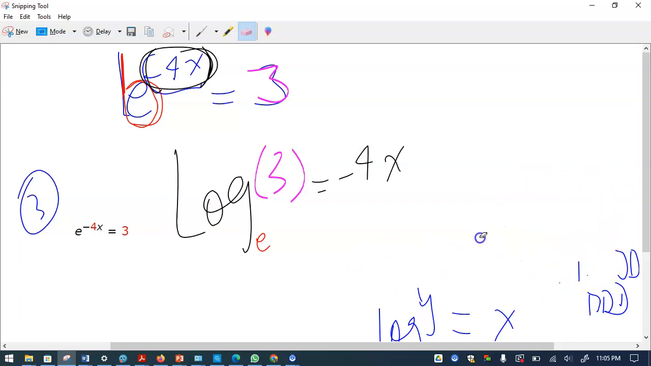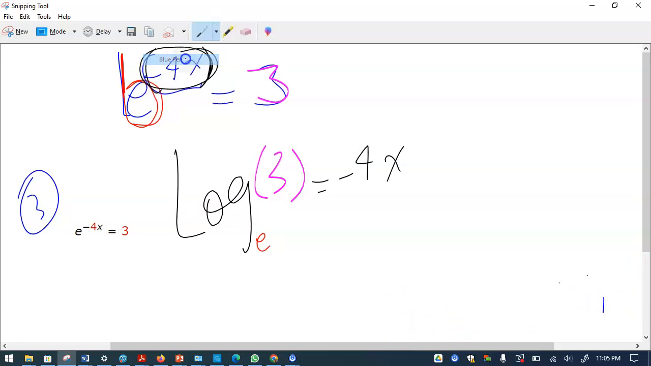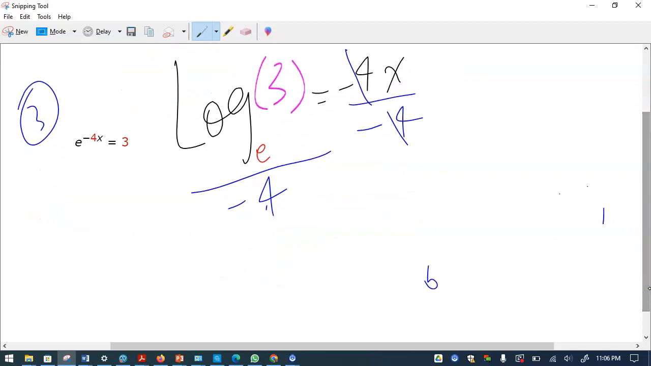You can't have anything multiplied or divided to x, or added or subtracted. You have to have x by itself. So you divide by negative 4. See? And this negative 4 crosses out, and your answer is the same thing we can write as this. So your answer is x equals this, and your answer is done.